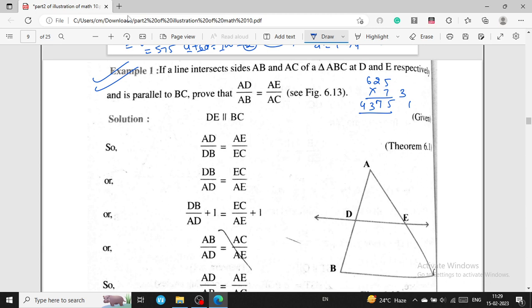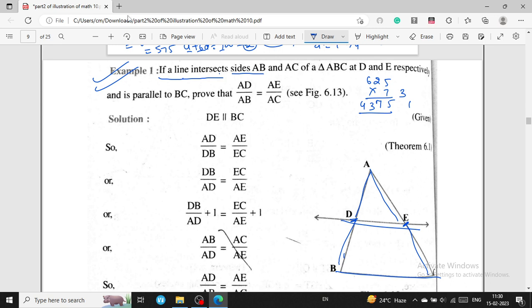In this video, I will not discuss those two theorems. I will continue from illustration. If a line intersects two sides of a triangle ABC, this line intersects AB and AC at a point D and at a point E, and it is parallel to BC. Now we have to prove AD over DB is equal to AE over EC.